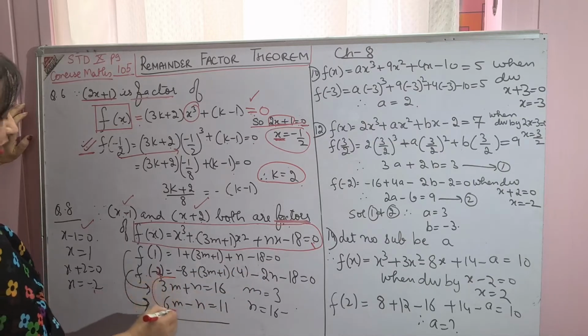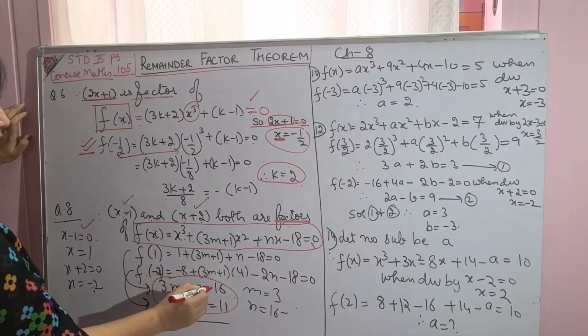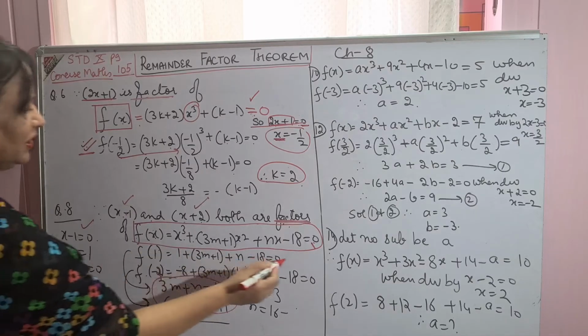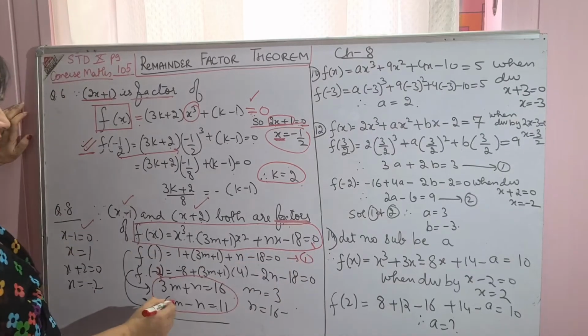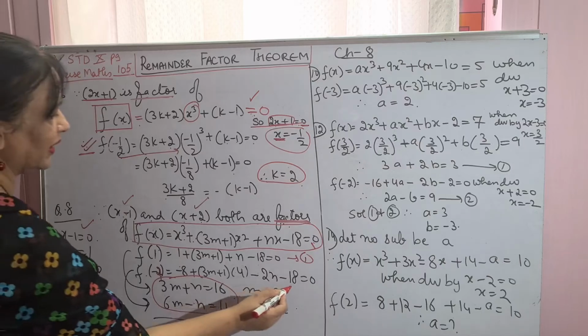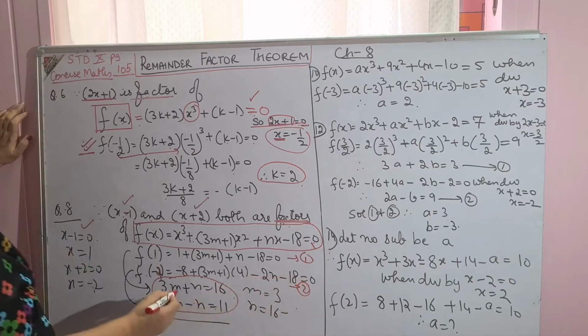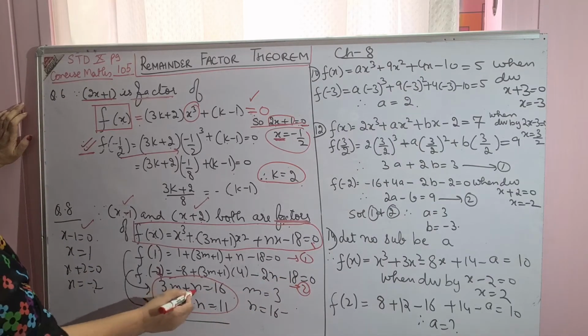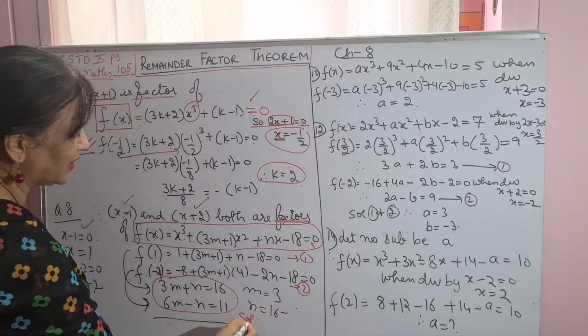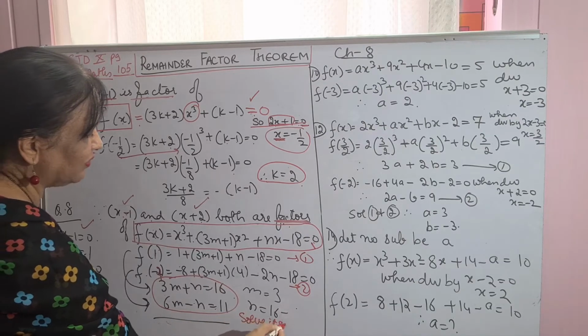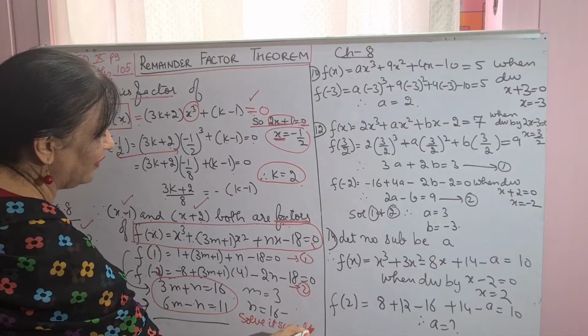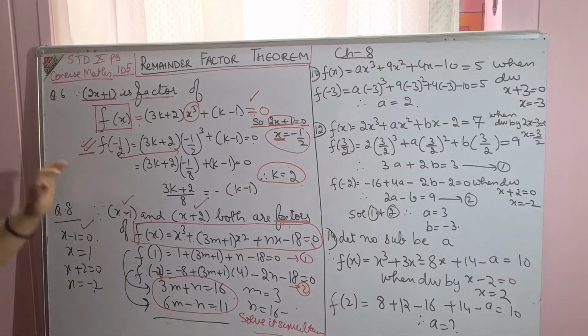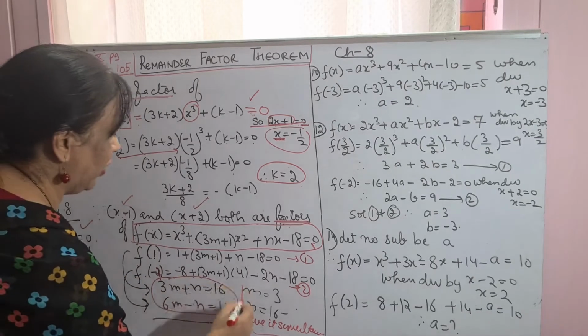See, this type of equation you are getting: 3m plus n is equal to 16 from the first equation, and 6m minus n is equal to 11 from the second equation. Then the rest you know, you have to find the values of m and n, solve it simultaneously. And this word simultaneously, I think you are very well versed in now, since we have used it continuously in so many chapters. So you will get the values of m and n, and that is the required answer.